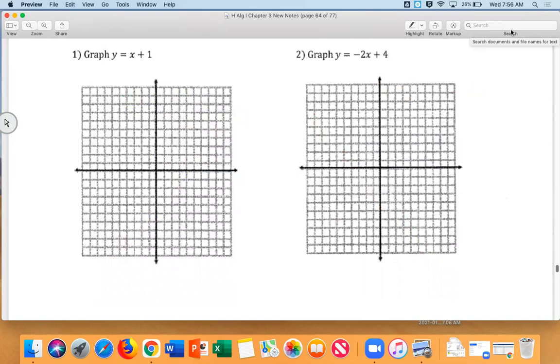So, question number one. All right, my slope is 1/1. My starting point is 1. So I'm going to start at 1, and then you go up 1, to the right 1. Now, if you have a ruler, which I don't, rulers don't work on this smart board, you can just plot like 3 or 4 points and then connect the dots. And then you're good to go. All right.